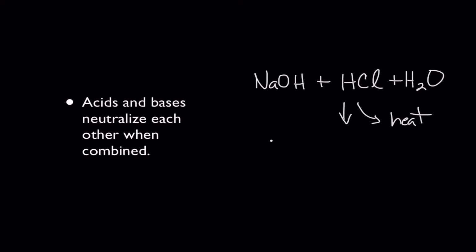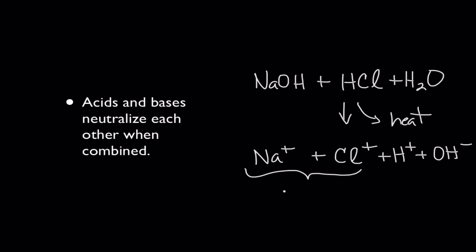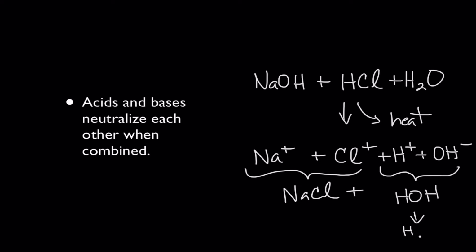But if you mix these three things together, what you end up with is some sodium ions, some chloride ions, hydrogen ions, and hydroxide ions. Now, the sodium and chloride are going to combine to make regular old table salt, and the hydrogen and hydroxide are going to combine to make plain old water. So what you end up with when you mix acids and bases is salt water. And if you do the balancing just right, you'll end up with a neutral pH.